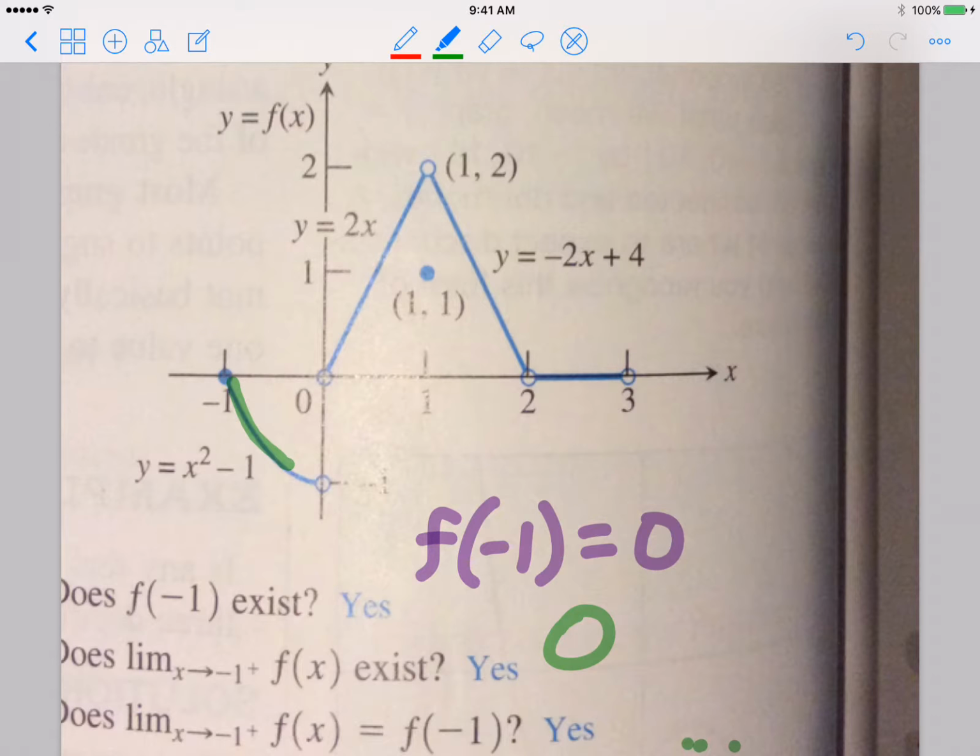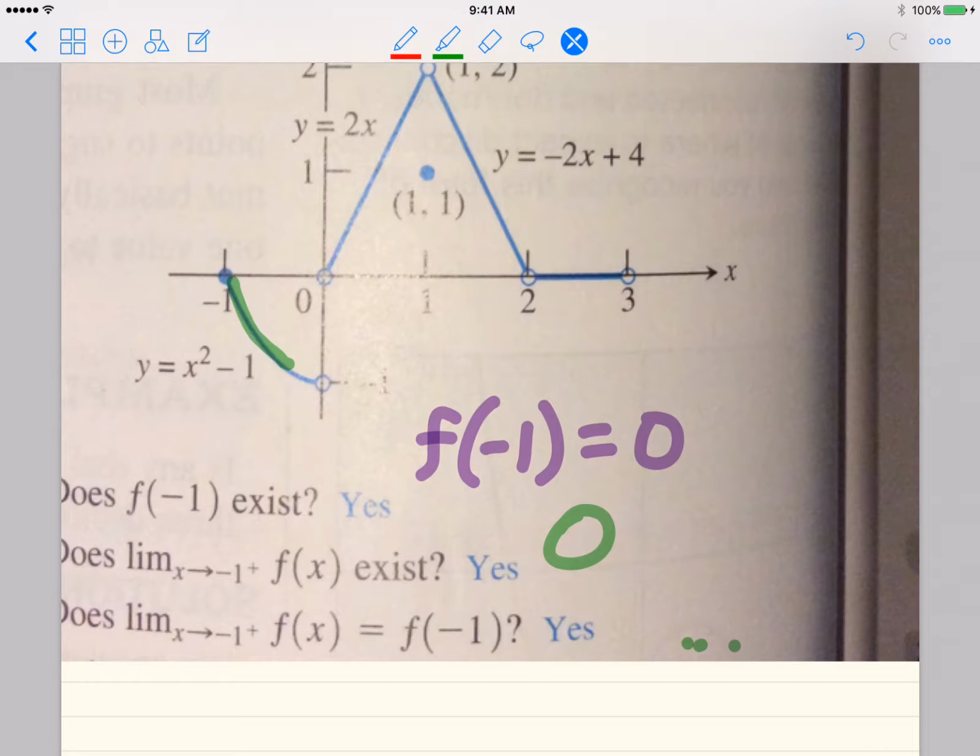And the next question, does the limit of f of x as x approaches negative 1 from the right side equal the defined value at negative 1 for that function f? The answer is yes, because both values are 0. That's number 11. So question D is, is f continuous at x equals negative 1? And the answer to that question is yes as well. You could say that this is continuous from the right side.